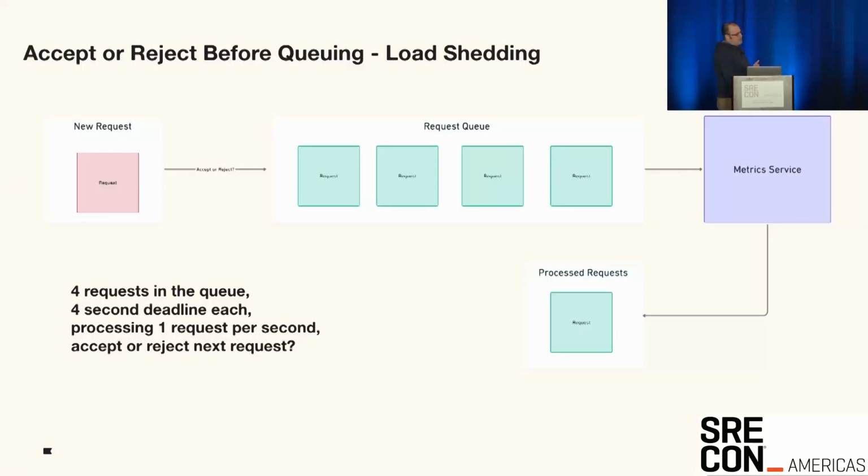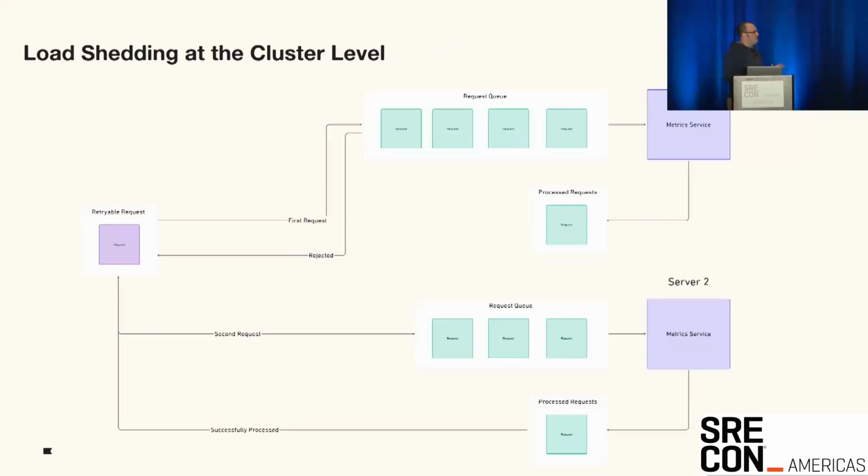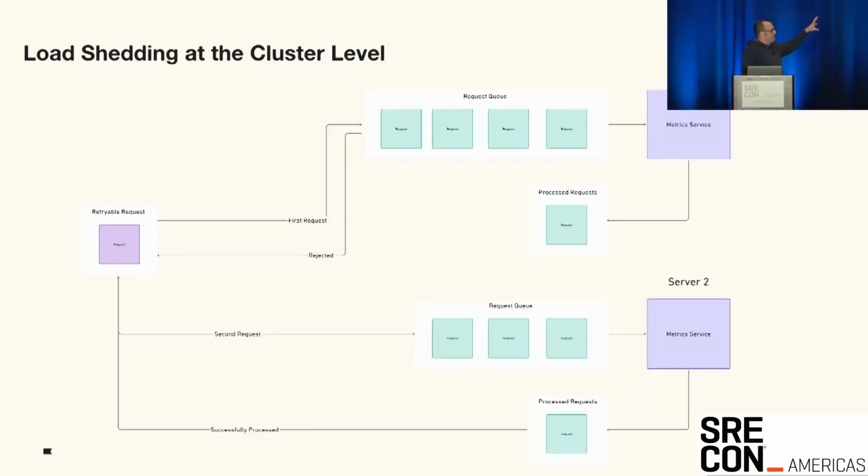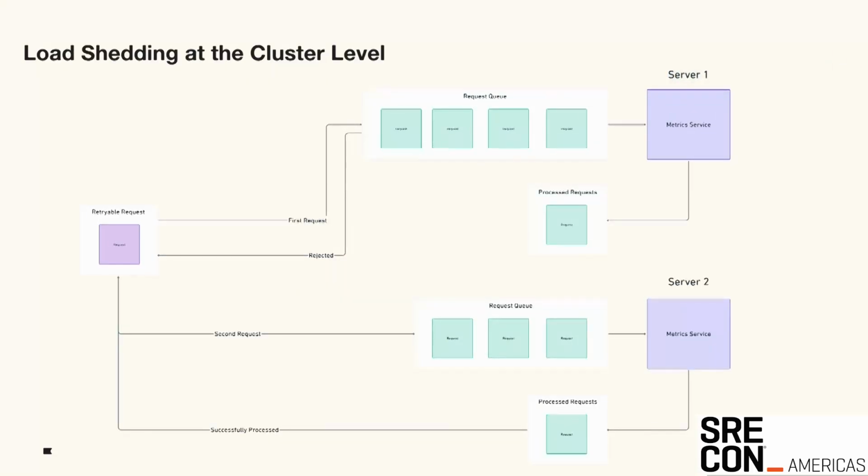And the thing that you start to see, if you zoom out a little bit more into our whole cluster, is a really different phenomenon that emerges if you're doing load shedding, early rejection. Now we have two servers in play here. Let me walk through this for a second, and we can understand the benefits. We start on the far left with our request. It comes in and is routed to server one. Server one says, no, I'm at capacity. I'm going to reject this request.